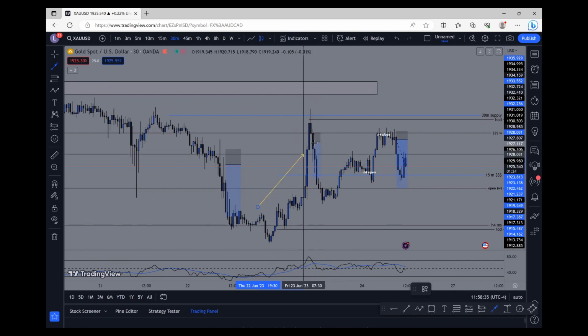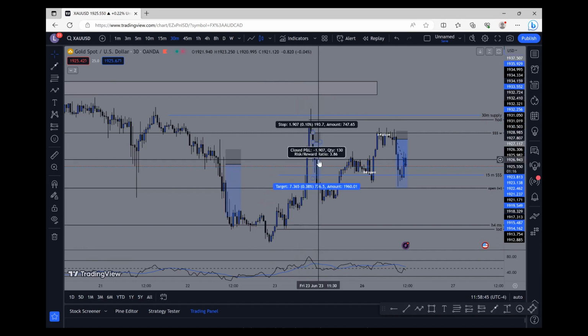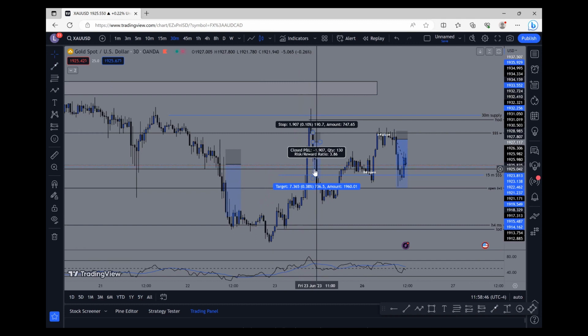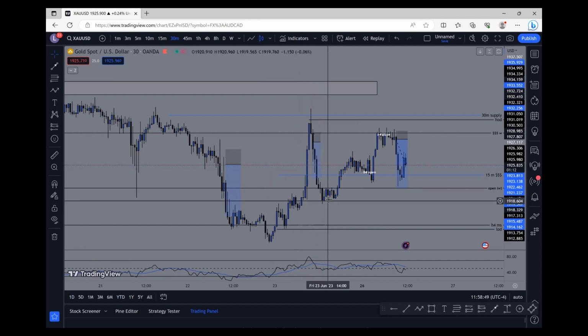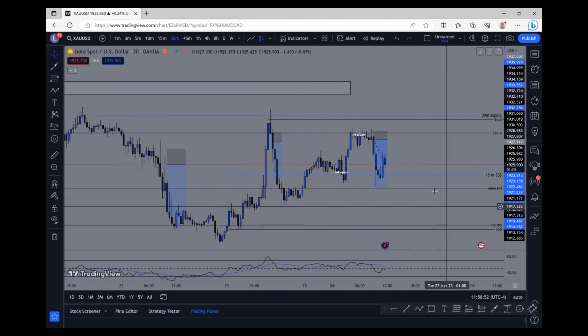Obviously, I entered with more confluence on the lower time frame, and as you can tell, this trade executed to about 1 to 4 roughly prior to me exiting the trade, and it obviously pushed for a little bit more. Now I'm going to show you one other thing, right?